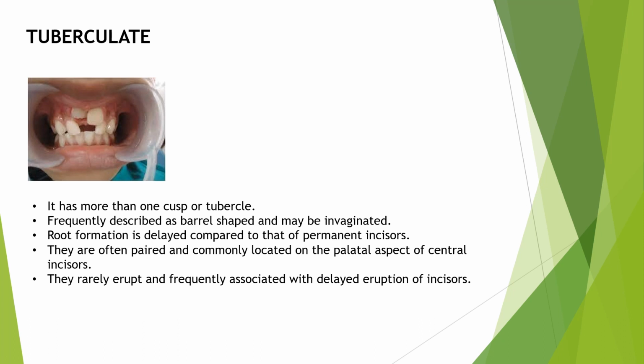So the difference between conical and tuberculate supernumerary teeth is that conical occurs as peg-shaped and tuberculate occurs as barrel-shaped. The root formation is ahead of the permanent incisors in conical, but in tuberculate, the root formation is delayed compared to the permanent incisors. Tuberculate delays the eruption of the permanent incisors, but conical rarely delays eruption. Tuberculate occurs mostly in pairs and conical occurs mostly as mesiodens.